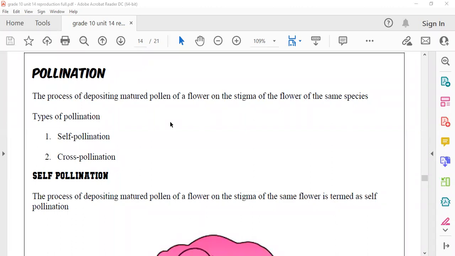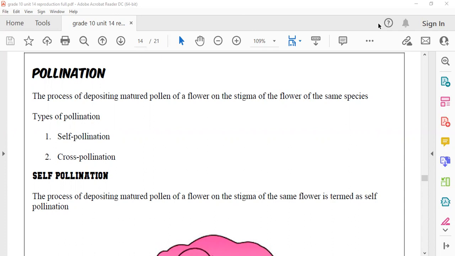My dear children, this is the continuity of unit number 14. In today's lesson, we are going to discuss pollination. Pollination is the deposition of a mature pollen of a flower on the stigma of a flower of the same species. That means the pollen coming and the stigma both should belong to the same species.